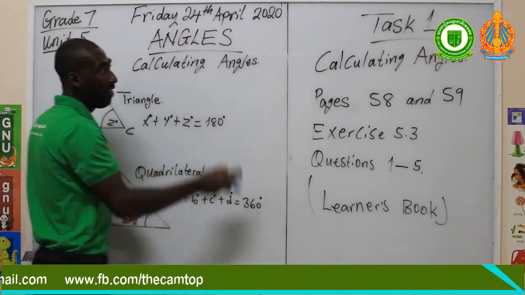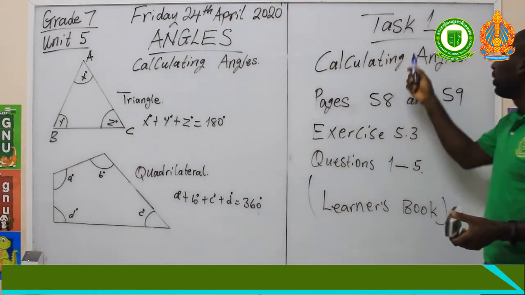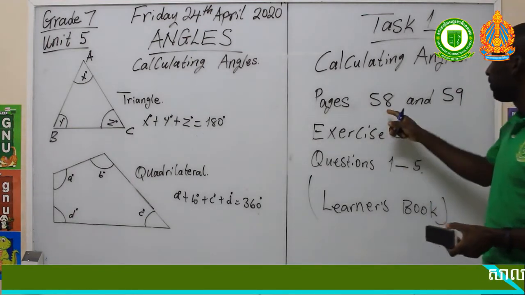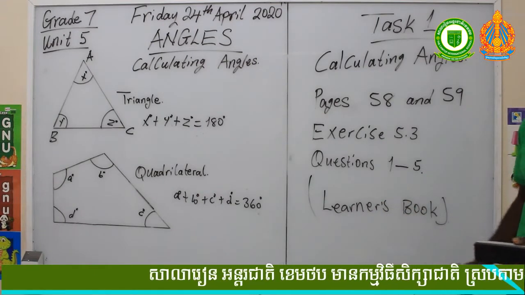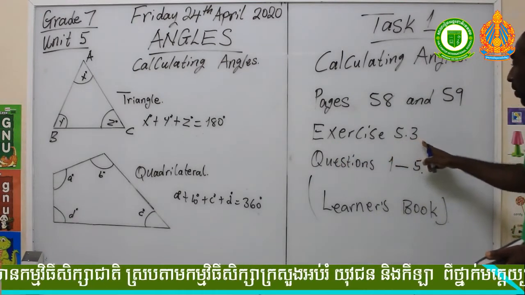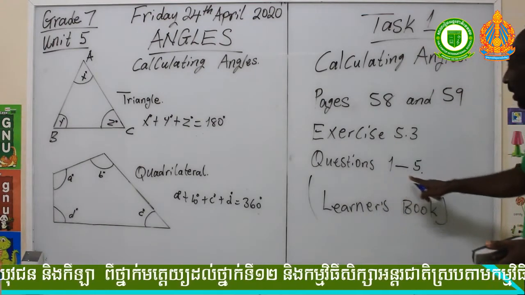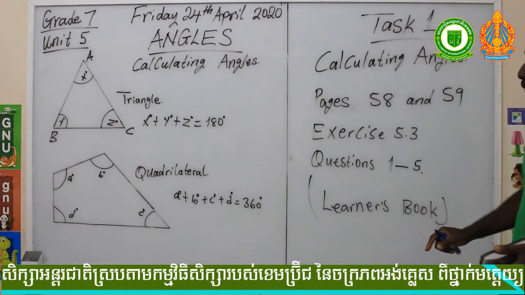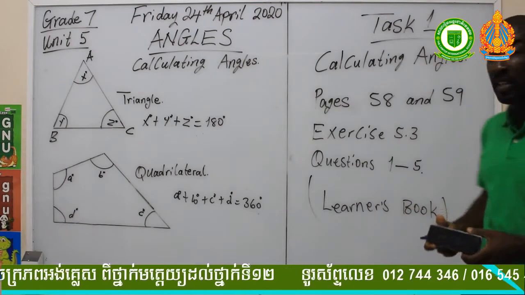Now let's move to our first activity for this particular lesson. We're going to do our first task for this lesson, and it can be found at page 58 and 59 at the learner's book section of your textbook. You are supposed to do exercise 5.3. The questions there are 10, but we will limit ourselves to question 1 to 5. So for first activity, which is task 1, you are supposed to answer questions 1 to 5 and then you send for checking.